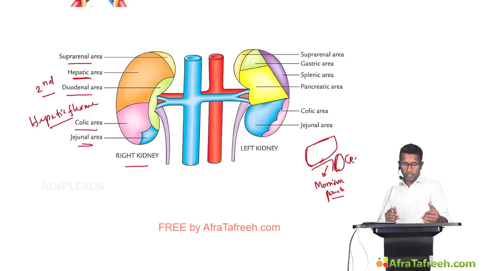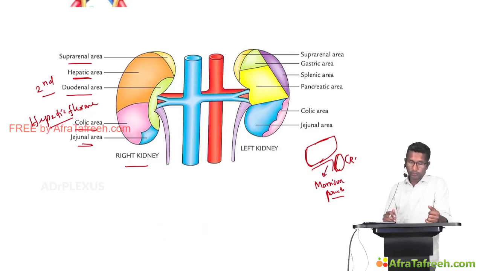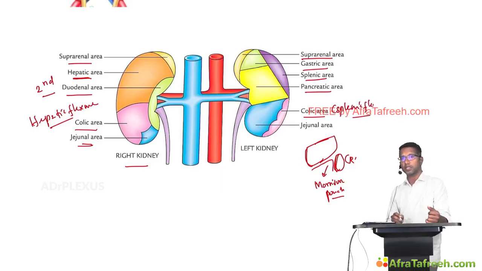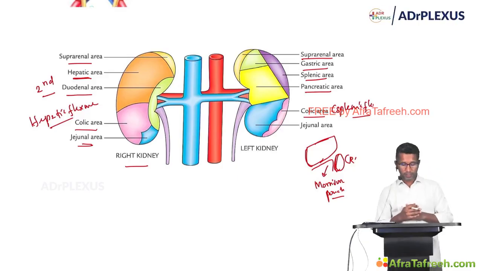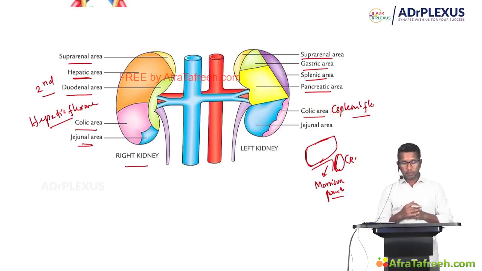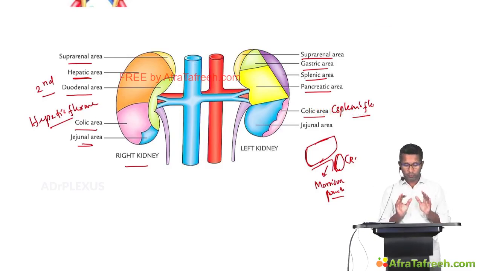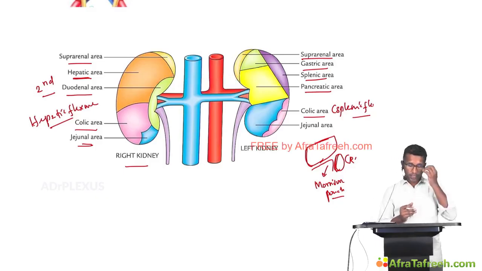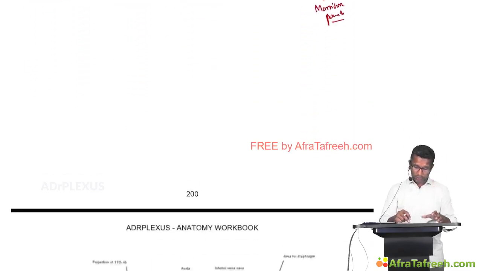When you come to the left kidney, it is related to the left suprarenal gland, stomach, spleen and pancreas. The colon related here is the splenic flexure of the colon. And jejunum is also related to the anterior surface of the left kidney. When you take the relationship of the kidney, most of the time questions don't come from the anterior relationship, but from the posterior relationship of the kidney. So we'll go to the posterior relationship.